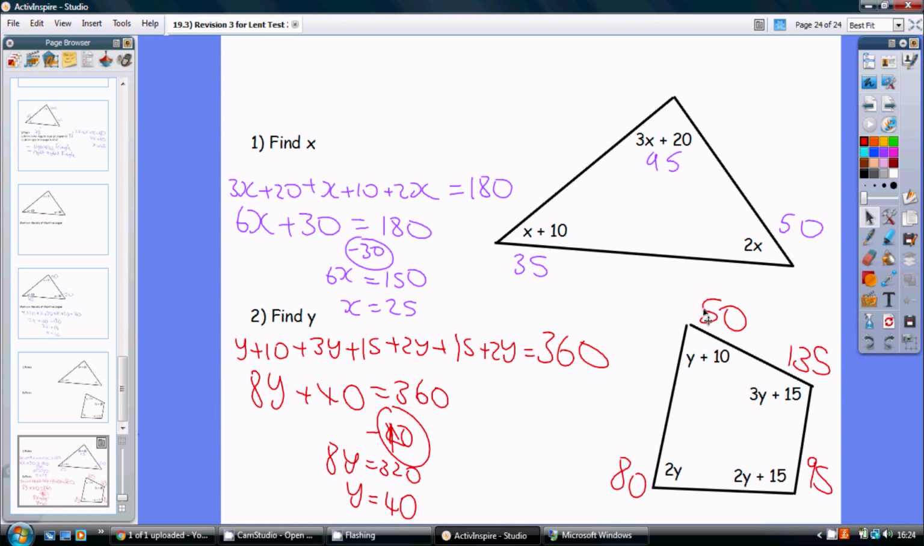Now for number 2, just remember this was a quadrilateral, so you had to set them all being equal to 360, not 180. And then following through the algebra, you got y being 40, so this was 80, this was 50, this is 135, and this was 95.